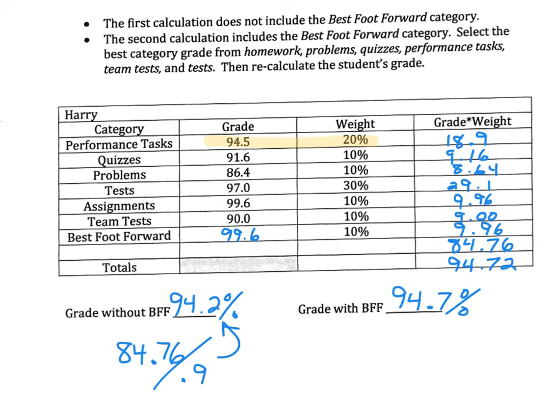Okay, not a huge change there because that was a pretty high score without that category. And that is how you calculate the grade in this course with those categories, both with the best foot forward category counted and without. You got 4 more to do and then some questions to answer.